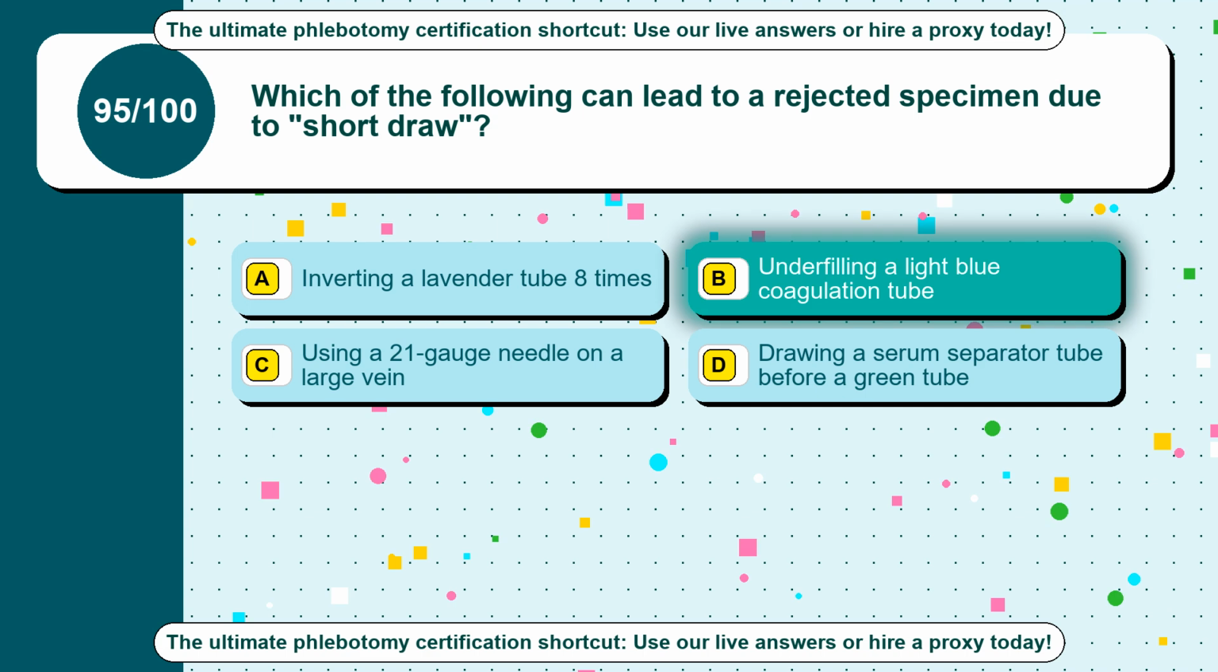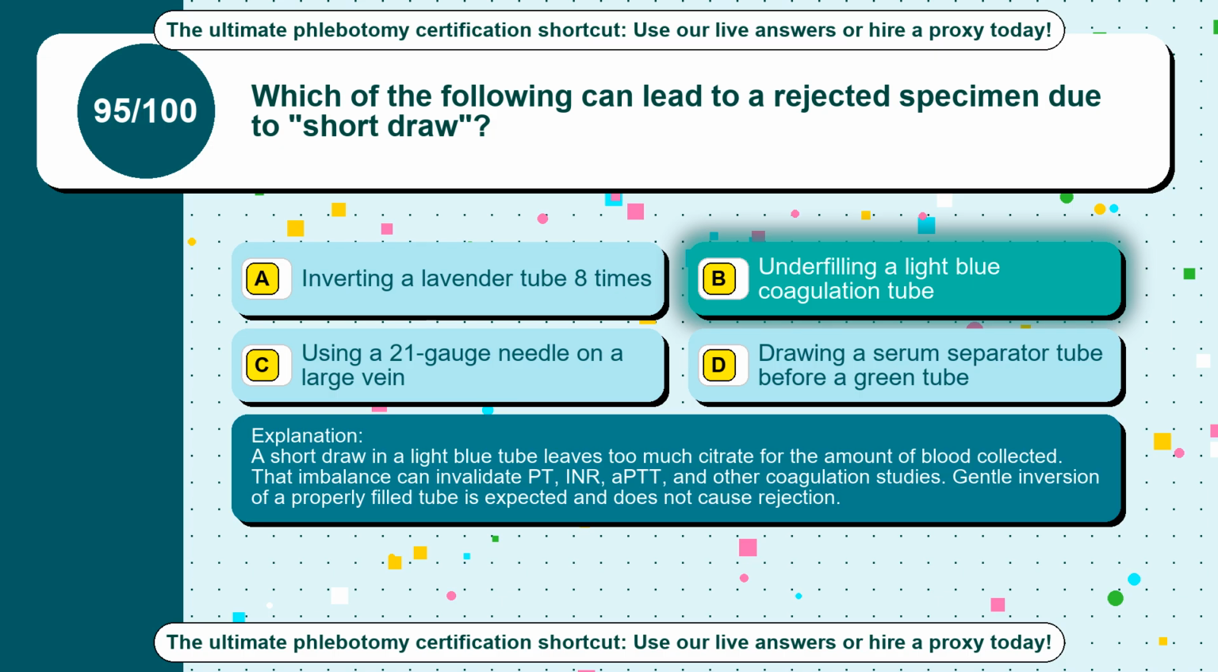Underfilling a light blue coagulation tube. A short draw in a light blue tube leaves too much citrate for the amount of blood collected. That imbalance can invalidate PT, INR, APTT, and other coagulation studies. Gentle inversion of a properly filled tube is expected and does not cause rejection.